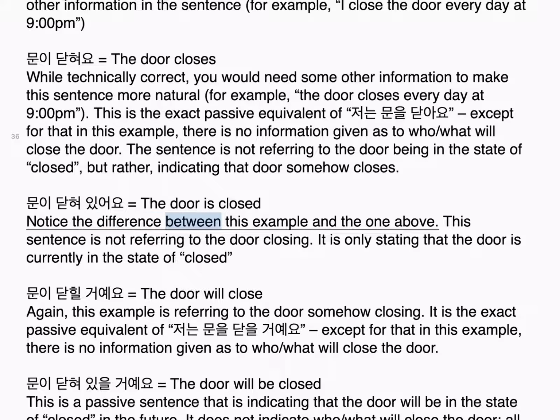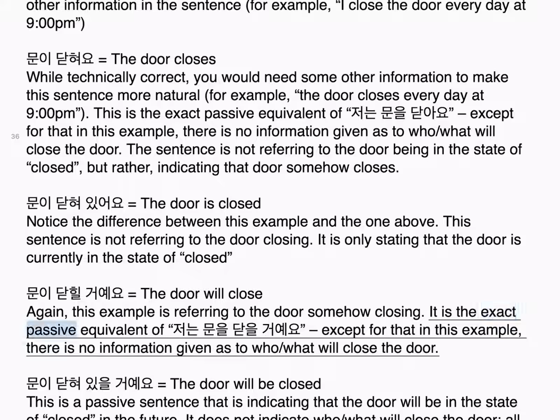Notice the difference between this example and the one above. This sentence is not referring to the door closing. It is only stating that the door is currently in the state of closed. 문이 닫힐 거예요. The door will close again. This example is referring to the door somehow closing.